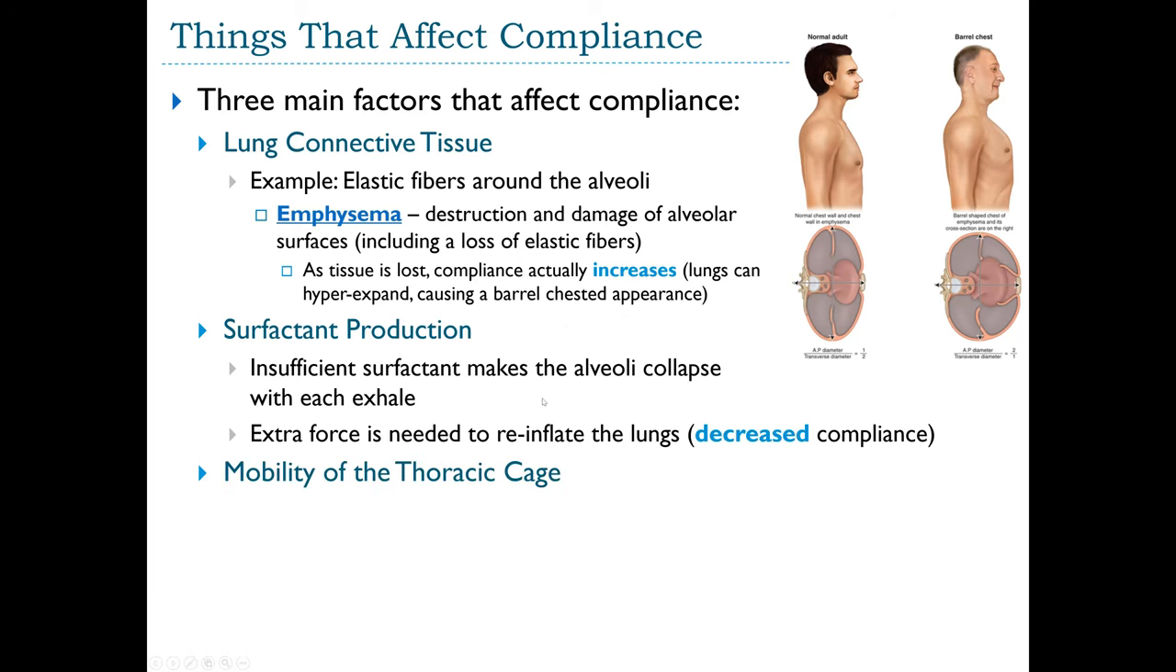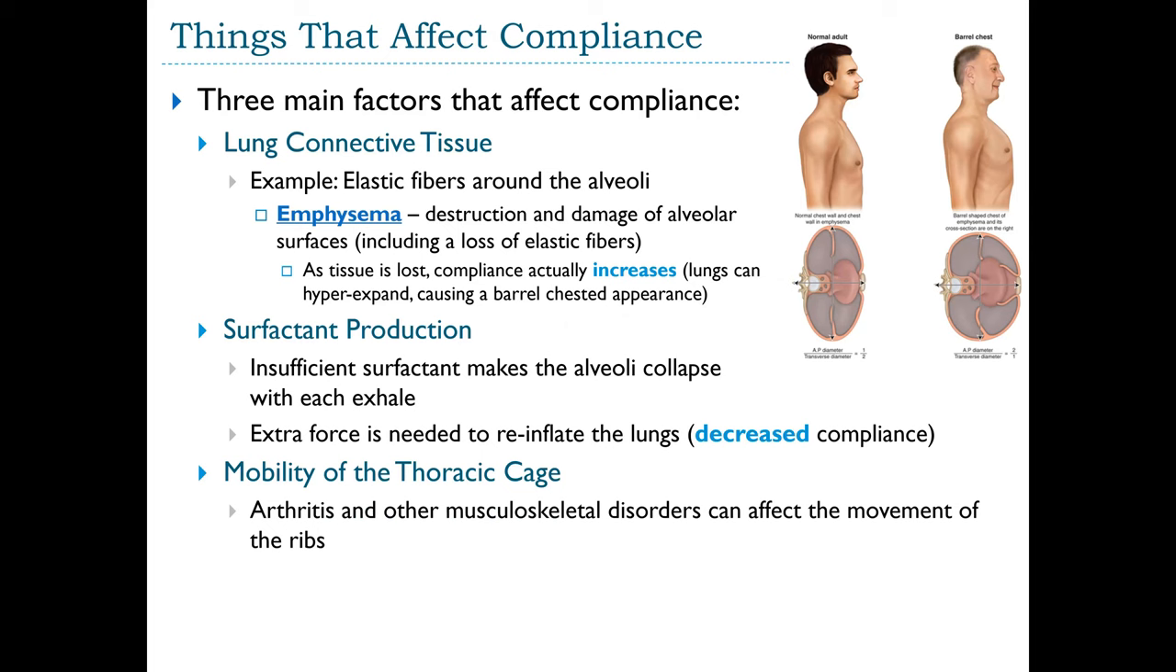And the third factor that affects compliance is the mobility of the thoracic cage. So arthritis and other musculoskeletal disorders can affect the movement of the ribs. And if you have decreased mobility or ability for your thoracic cage to move, that's going to reduce your ability to change that volume, which is going to result in decreased compliance.